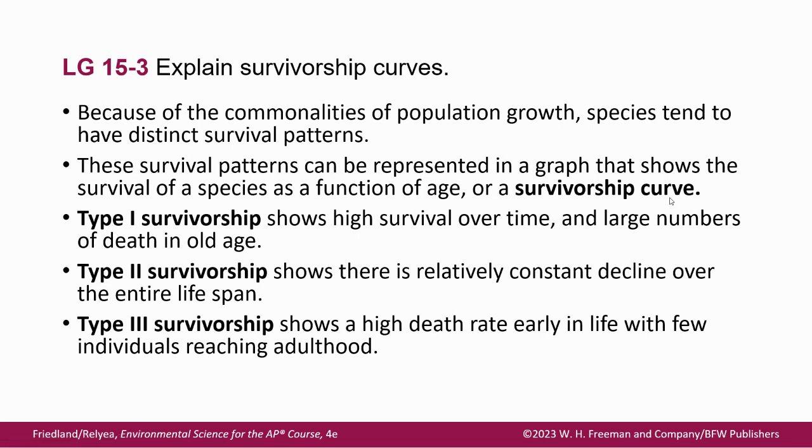Because of these commonalities of population growth, species tend to have distinct survival patterns. These survival patterns can be represented in a graph that shows survival of species as a function of age, or survivorship curve. Okay, we're on explain survivorship curves right here. So type 1 survivorship shows high survival over time and large numbers of death at old age. Survivorship 2 shows there's relatively constant decline over the entire lifespan. And survivorship 3 shows high death rate early in life with few individuals reaching adulthood. So let's take a look at what one of these looks like.